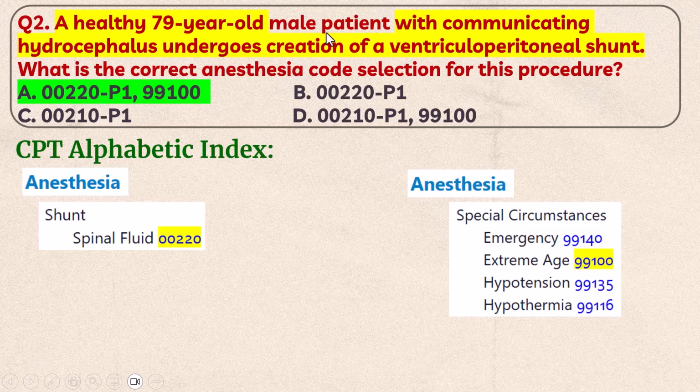And for the extreme age, you can go to anesthesia, then go to special circumstance. Here extreme age, so that is 99100. Always confirm with the tabular list. Once you confirm, the correct answer will be answer A.